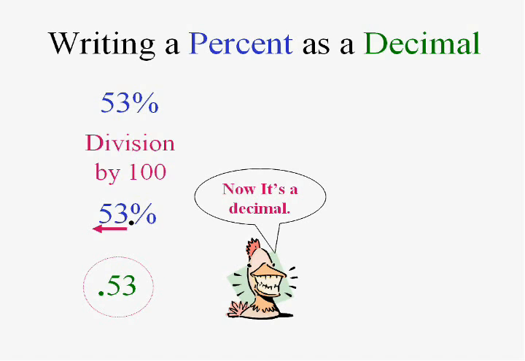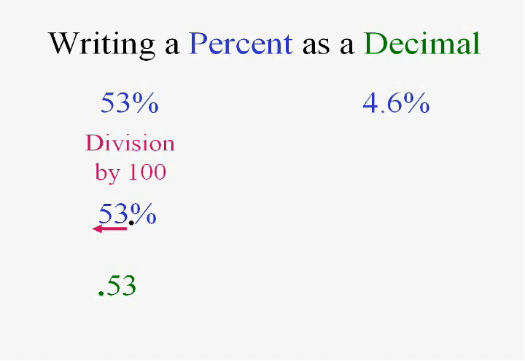Why would you want it to be a decimal? Because you're going to be able to do calculations with it then. Let's do another one. 4.6%.